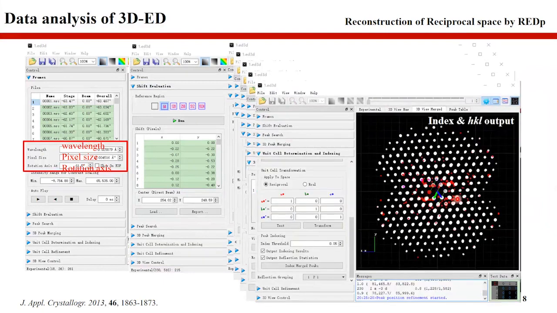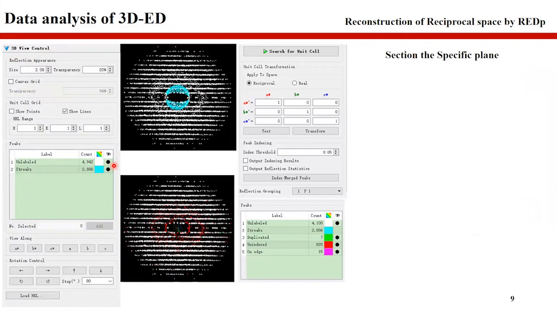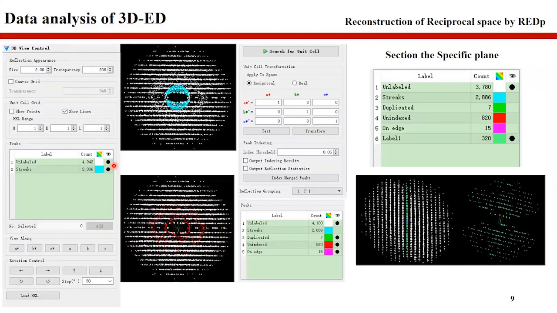Like in this picture, the white dots are indexed and the red ones are not indexed. In the software of RED-P, we could see the 3D viewer control panel. We can see the diffraction spots in different conditions, where the spots are labeled by different colors. By this function, we could also section the diffraction spots from a specific plane and label them with different colors.